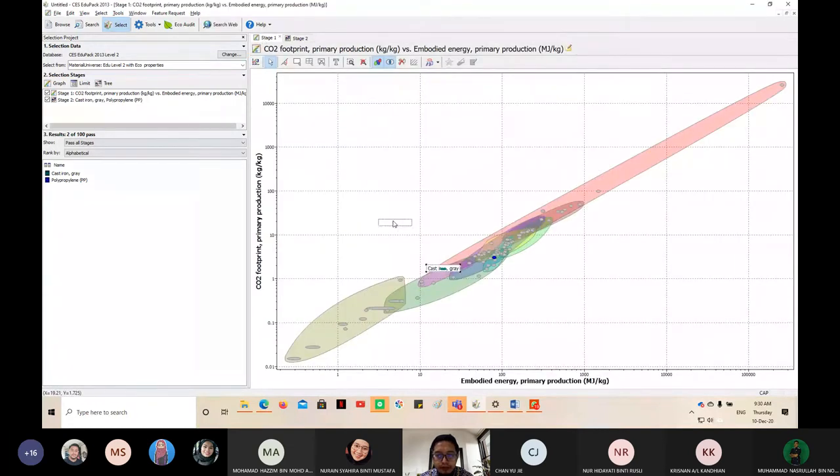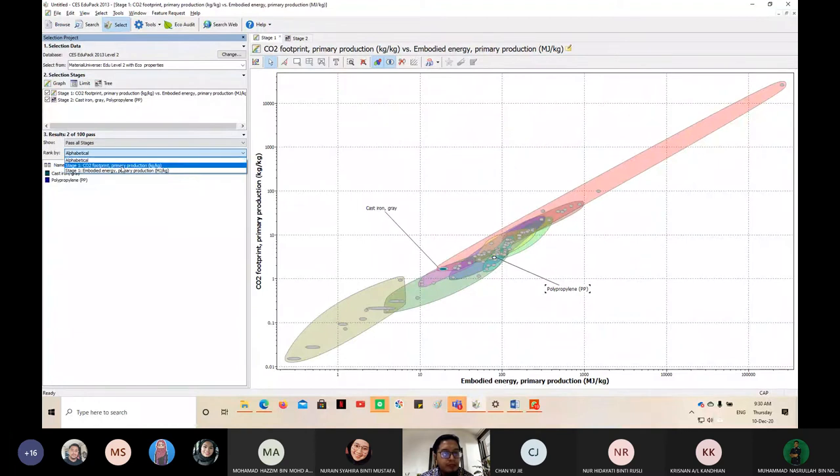Okay. So you see here, this is cast iron, and this is PP. If we rank by the CO2, we see the value here. For 1 kilogram of cast iron, we produce around 1.65 to 1.75 kilogram of CO2. For PP, to get 1 kilogram of the material, we generate almost 3.3 kilogram. And for the energy, cast iron, we only generate about 17 megajoule until 21 megajoule per kilogram. And for polypropylene, we generate about almost 76 megajoule to 84 megajoule per kilogram.